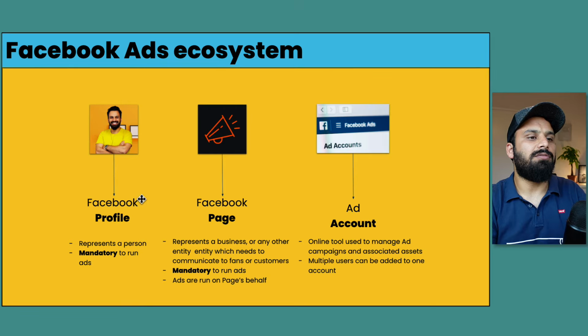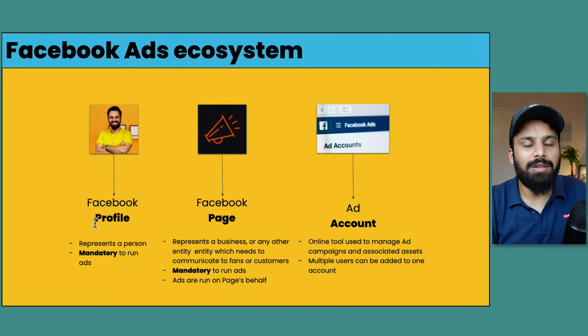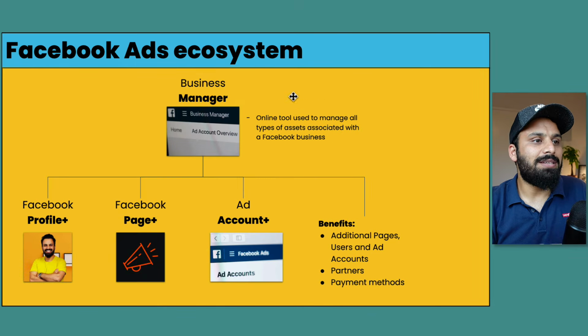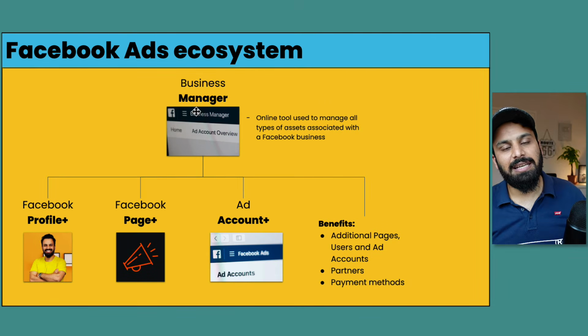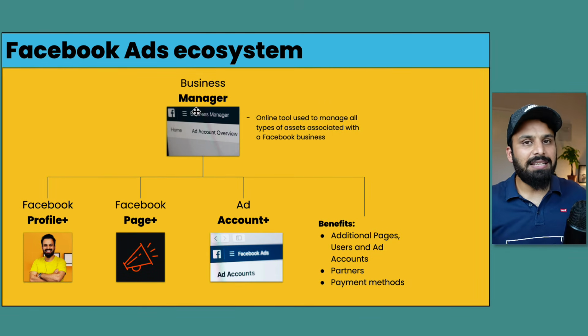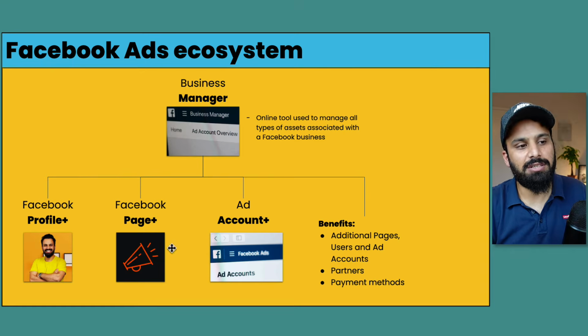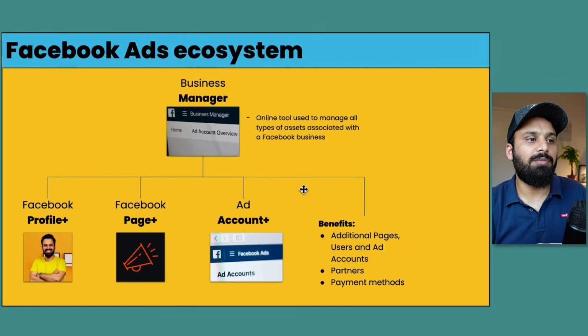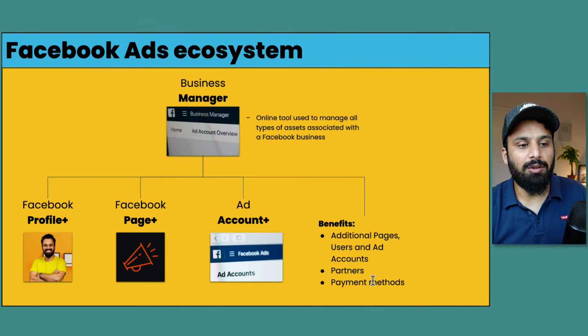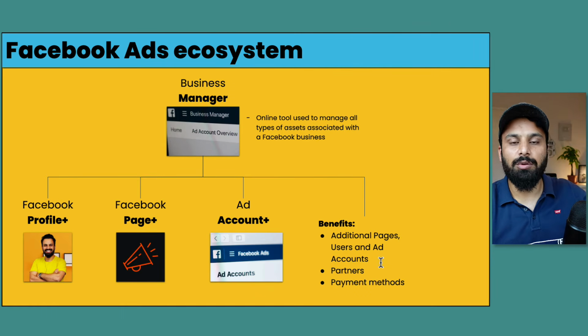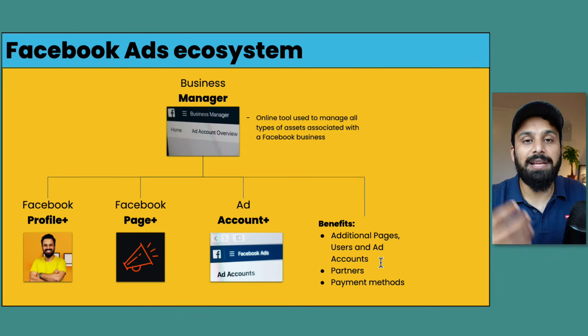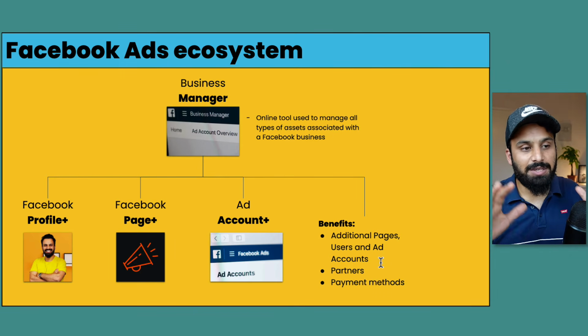So I hope this is clear so far, because now there is one fourth component as well which you need to know. That is called a business manager. What a business manager basically does is, it is kind of an online tool as well, which hosts your Facebook profile, your Facebook pages, or multiple pages, ad account or ad accounts. You add your credit cards in your Facebook business manager, and you add your partners, you add your different users, which I will explain to you why we need a business manager. But for now, just remember this.